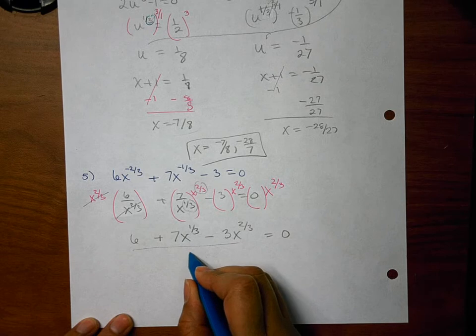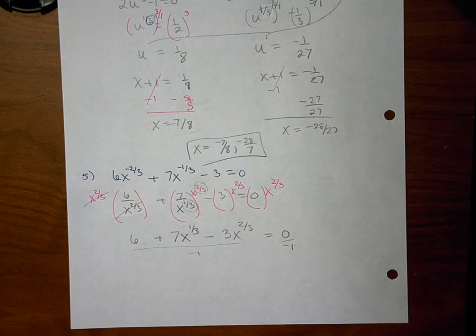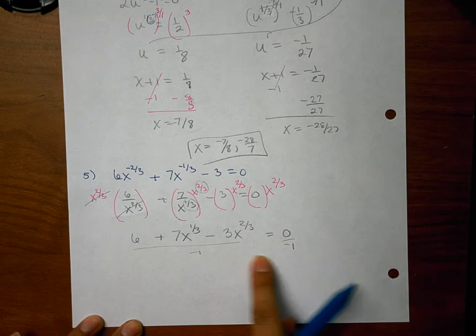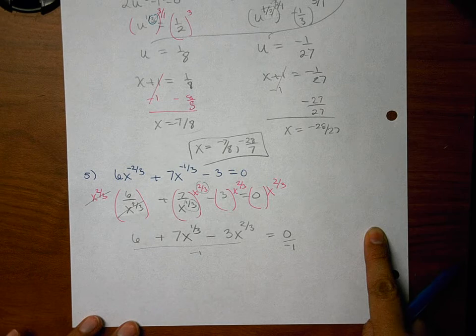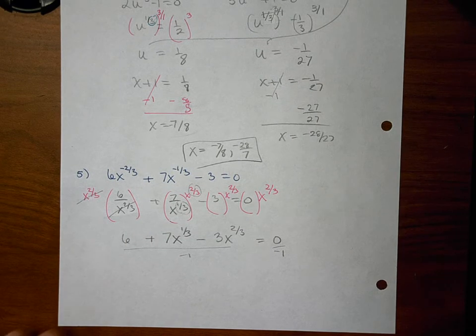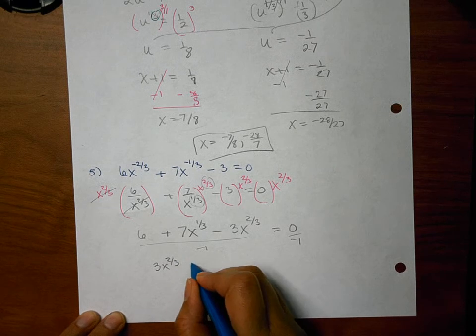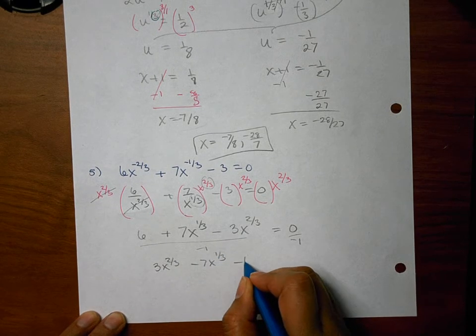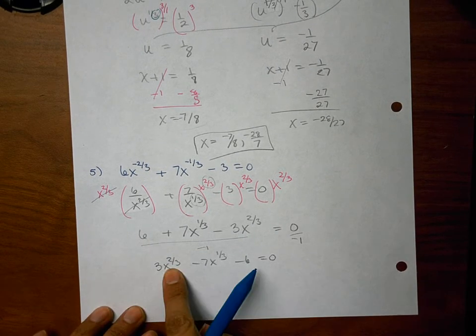Now, personally, I don't mind factoring backwards, but if there's an equal sign, I can divide everything by a -1, make that positive, and rearrange it. If you like factoring backwards, you can leave it backwards. I'm not going to. I'm going to rewrite it. Dividing by a -1 is equivalent to subtracting that to the other side and changing all your signs. Okay, so positive 3x to the 2/3 minus 7x to the 1/3 minus 6 equals 0.